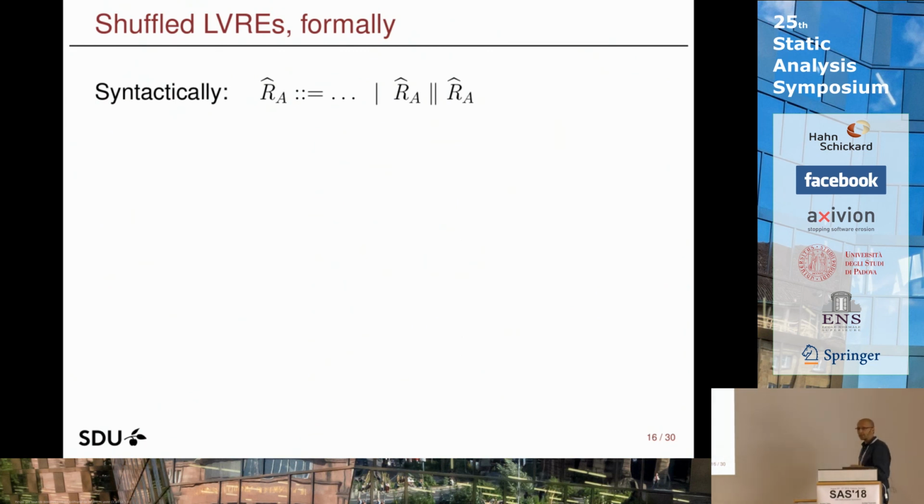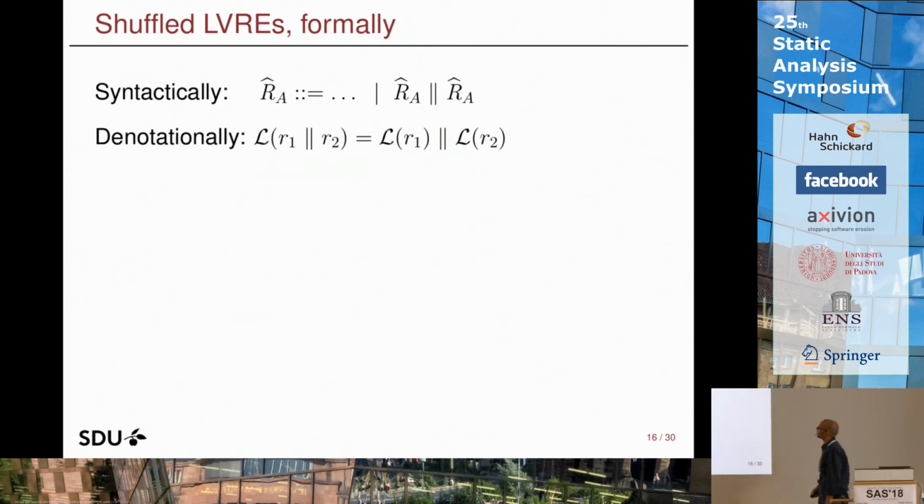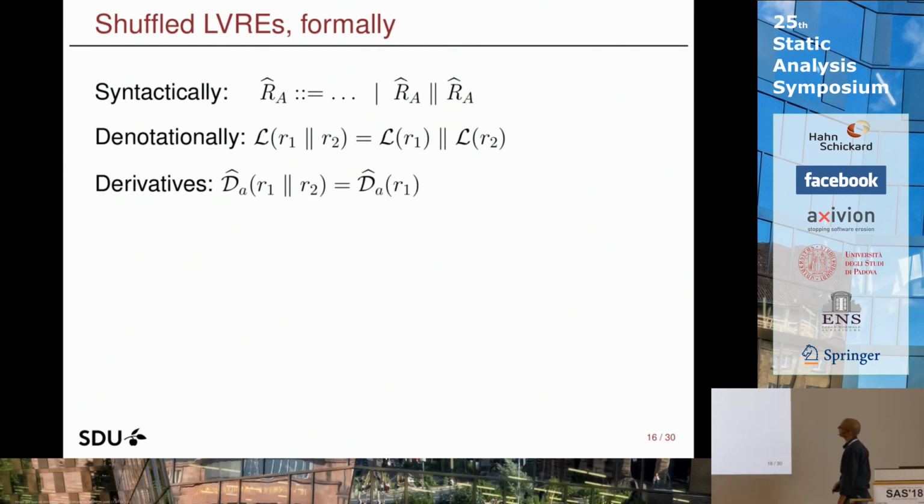Shuffling, the operation. Syntactically, we'll extend the grammar of regular expressions with a symbolic shuffle. What's the denotation of that? It turns out this shuffle operation has a well-defined meaning. We did not come up with that. We just reused existing work, say by Salzman and Thiemann. So the denotation of one of these symbolic shuffles is really the shuffle of their denotations.